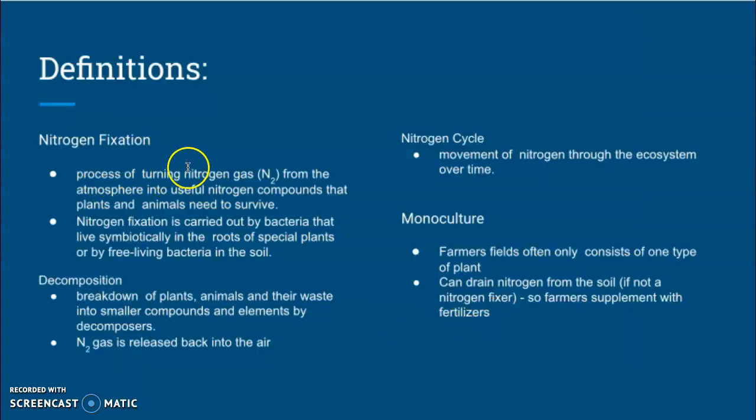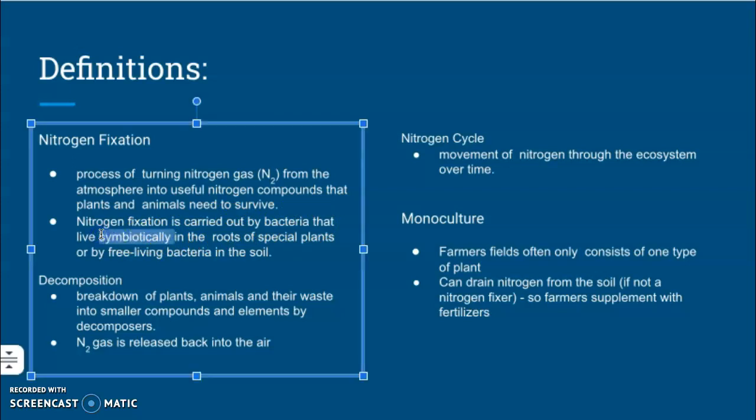So nitrogen fixation is turning nitrogen gas, like I said, into a useful compound that plants and animals need to survive. It's carried out by bacteria that live in the roots of the plants. And then here's that lovely science word we used before, symbiotically. Very important. So they're beneficial to each other. Then we've got decomposition, which is the breaking down of plants and animals. And we have decomposers that do that, which actually releases that N2 gas back into the air. The nitrogen cycle is the movement of nitrogen through the ecosystem.